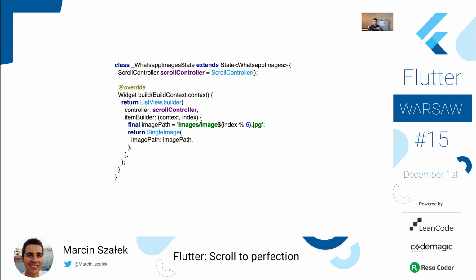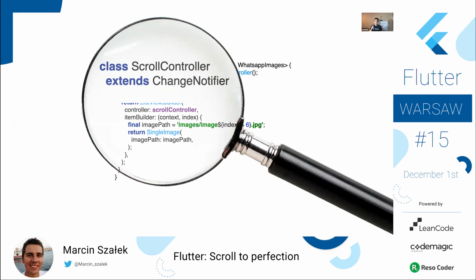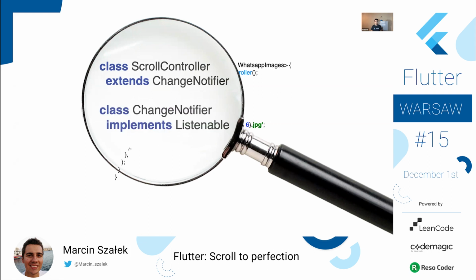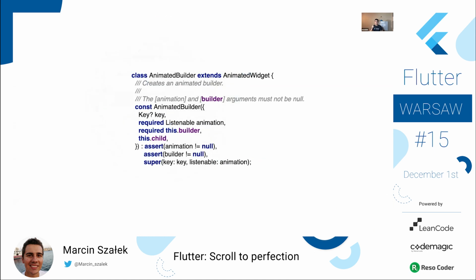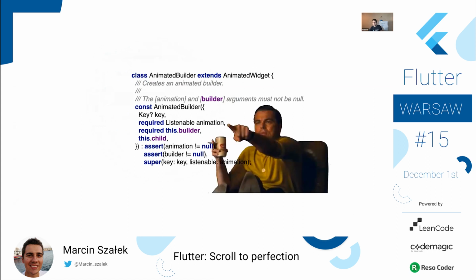Here it is, ListView builder that is using scroll controller. But if we look closer at the scroll controller, we can see that it actually extends the ChangeNotifier. And when we look at the ChangeNotifier, we can see that it implements Listenable. Now, Listenable, if you look at the AnimatedBuilder, is right here. And it is the actual parameter of AnimatedBuilder. It's not Animation, it's just Listenable.